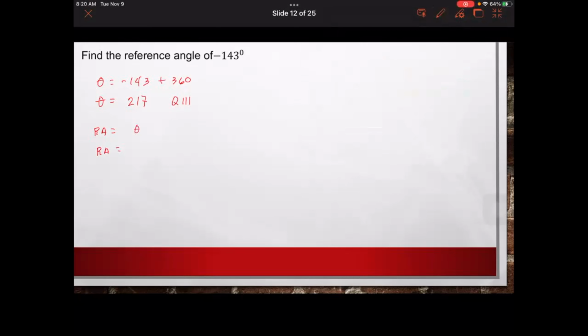This is the given angle minus 180. Yan ang formula. So yung given angle natin is 217 minus 180. So therefore, what is our reference angle? Anyone? 37 po. This will be 37 degrees. Okay?